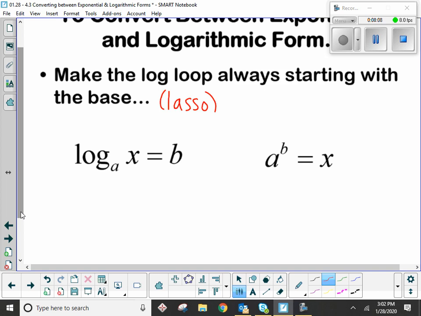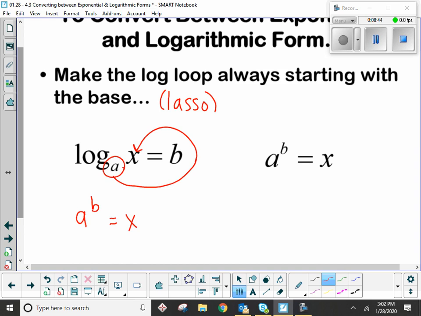Here's what I want you to do. Put your pencils down and watch me do this lasso, right? You always start at the base. What's the base here? A. You start at the base. You loop around to the opposite side of the equation, and you encounter B. That's your exponent. And then whatever is in this position when you get back to the beginning is what you put on this side. So this was log form, and this is how you rewrite it in exponential form.